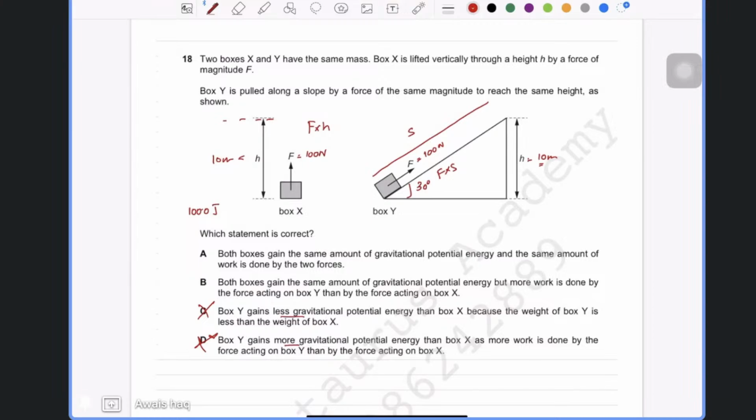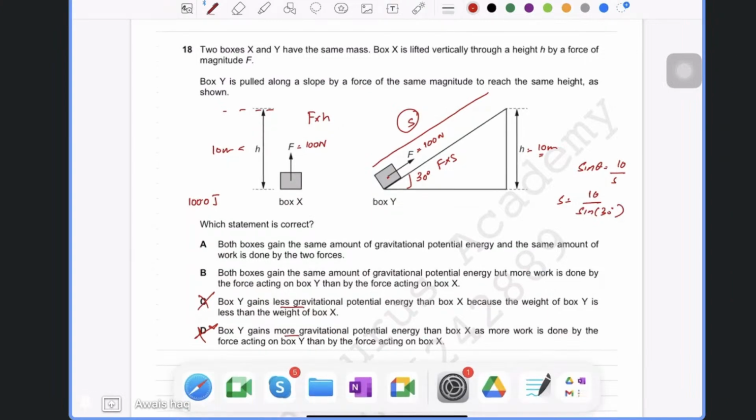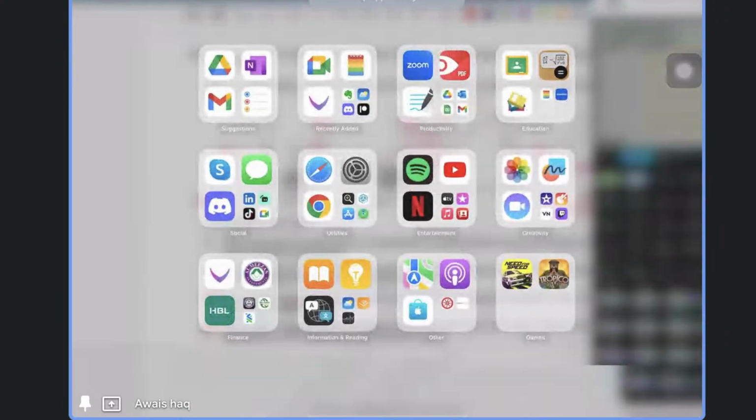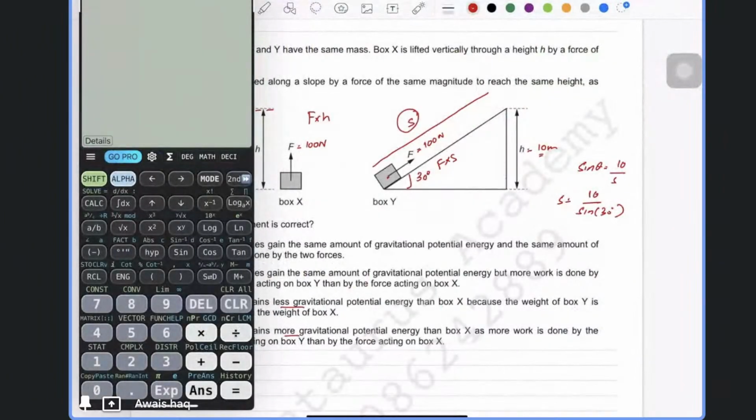But here, you have to find this. There was angle theta here. So we would use sine theta equals perpendicular over hypotenuse. So hypotenuse will be 10 divided by sine of 30. And obviously, that would come out to be less than that. Let's check anyway, divide by sine 30. So that's 20, right? So this would be 20 to reach the same height.